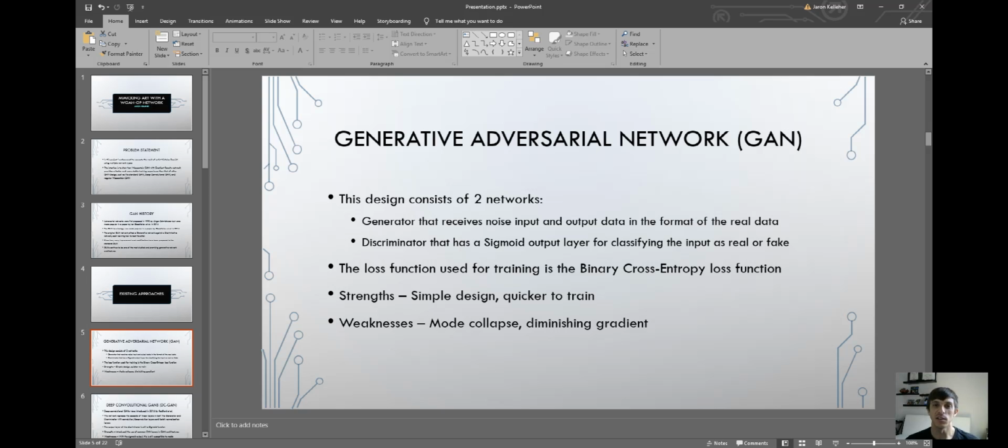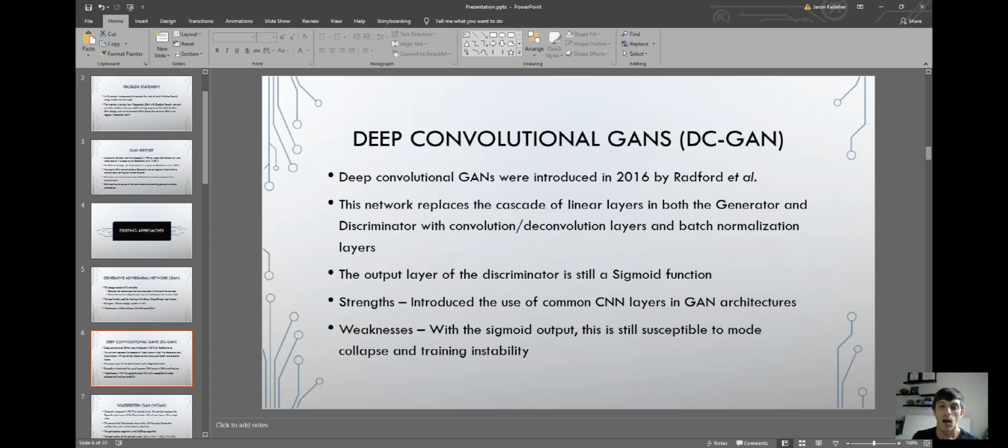However, it does have its pitfalls. One problem is a diminishing gradient, where if the discriminator gets too strong, the generator stops learning, and it can't learn anymore. Another problem is mode collapse in GANs, where the generator learns only one distribution of the data. And I'll show what I mean by that in my Gaussian mixture model dataset later in this presentation.